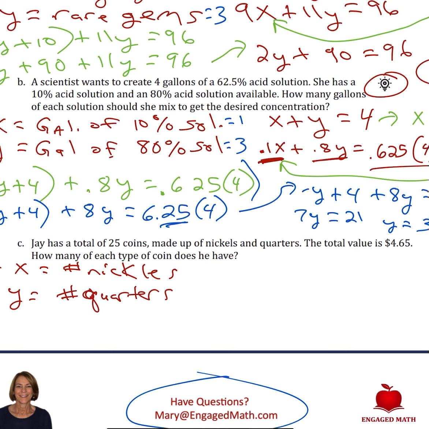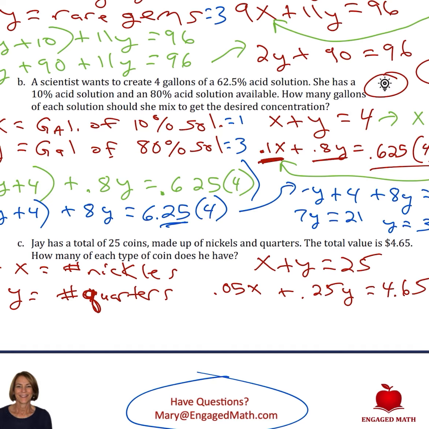All right, so now, a nice cue there. We have a total of 25 coins, so x plus y equals 25. And then for every nickel, we get 5 cents. So I'm going to write it first as 5/100 times the number of nickels plus 25/100 times the number of quarters, which is y, and that's equal to $4.65.